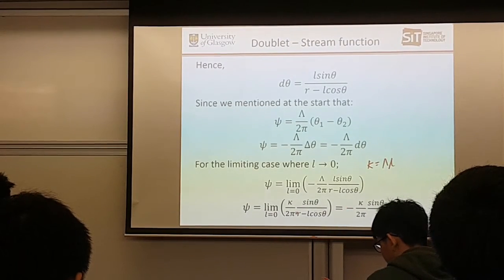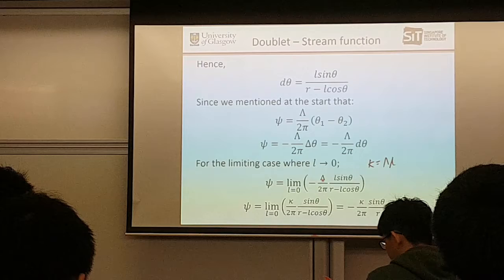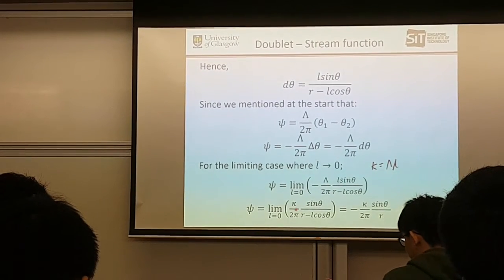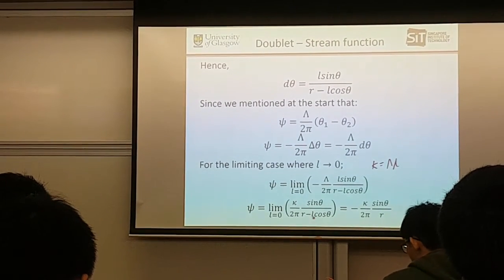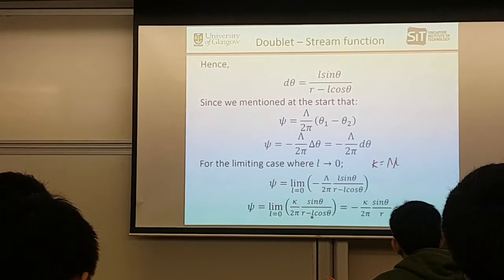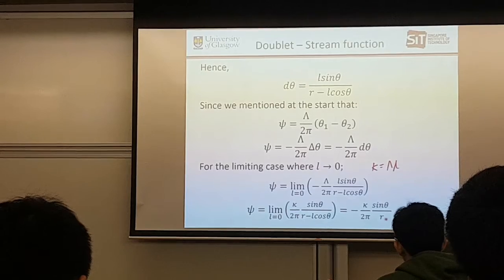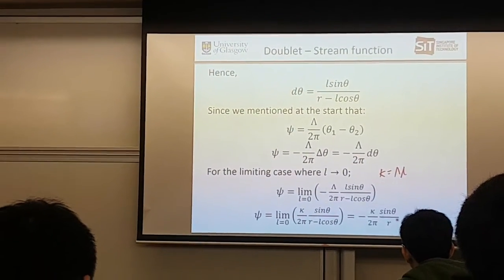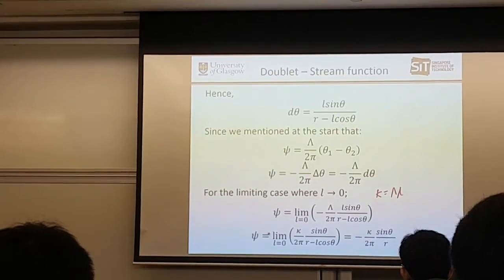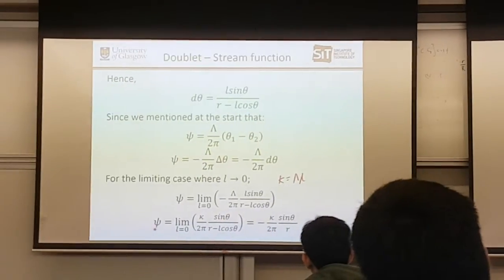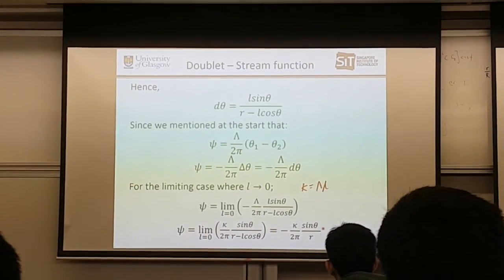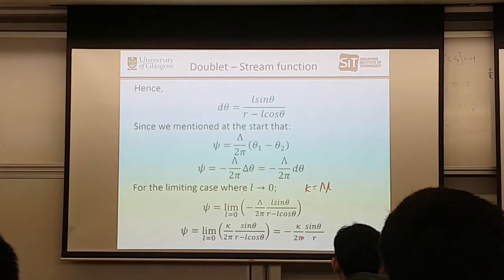You can see from here, my inverted V multiplied by L is my kappa. This L cos theta, because L goes to 0, will be 0 already. That's why I'm only left with an R at the bottom. So therefore, the definition for my stream function for a doublet is equal to this value here. Please remember this.